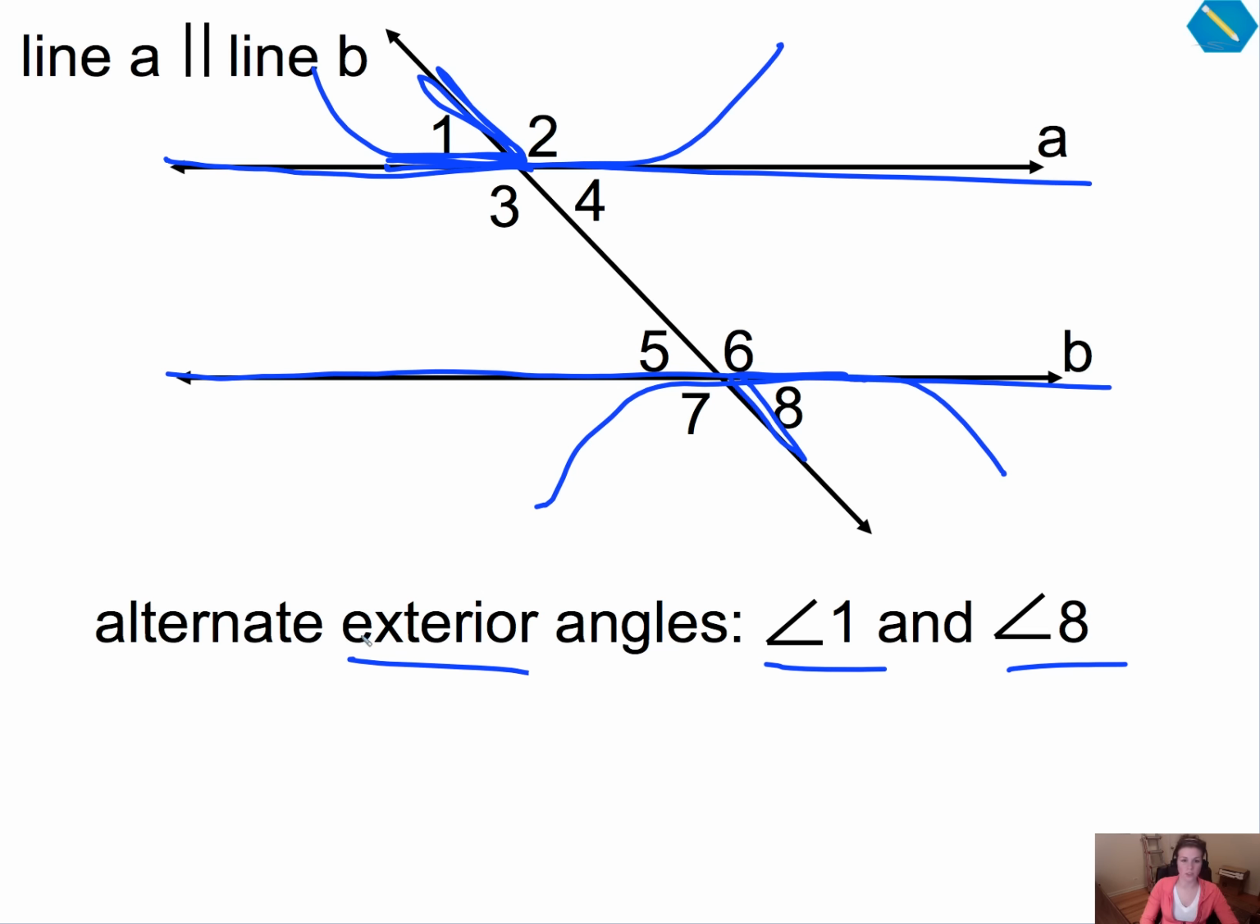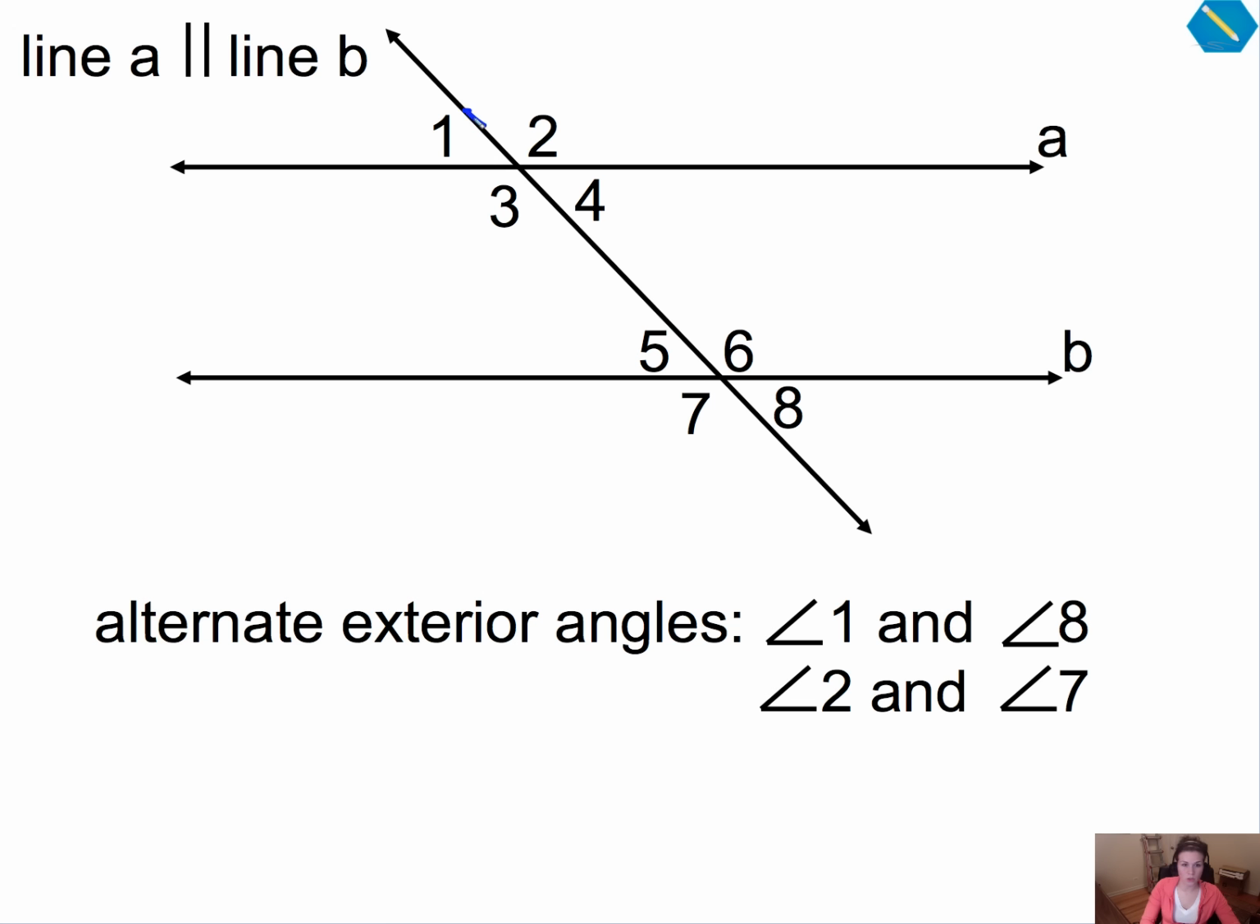See if you could find the other set. You should have gotten angle 2 and angle 7 because again those are exterior, they're on the outside, and they're alternate of each other.